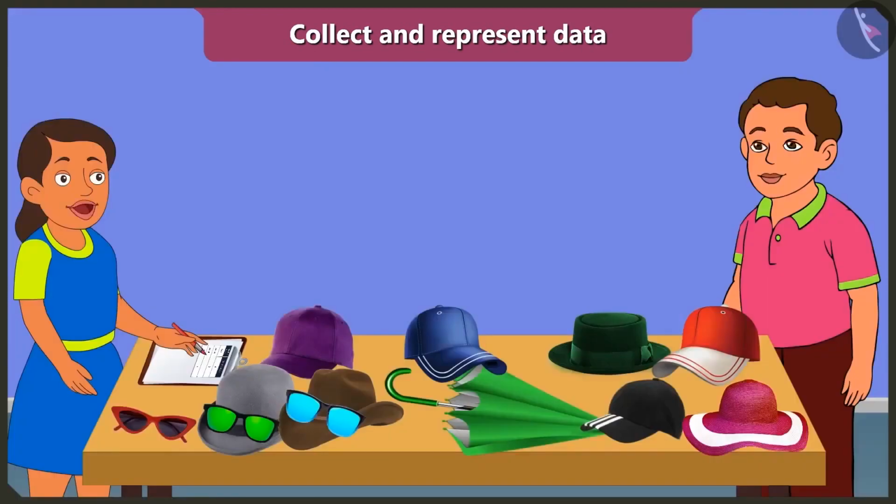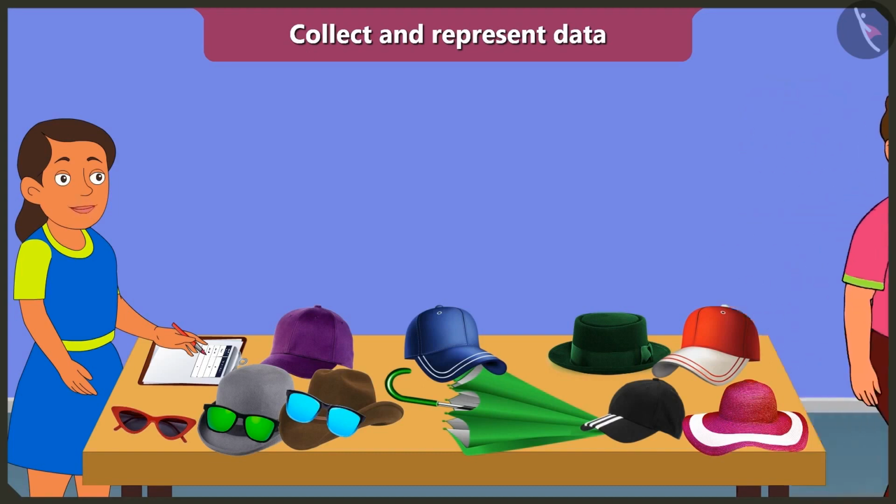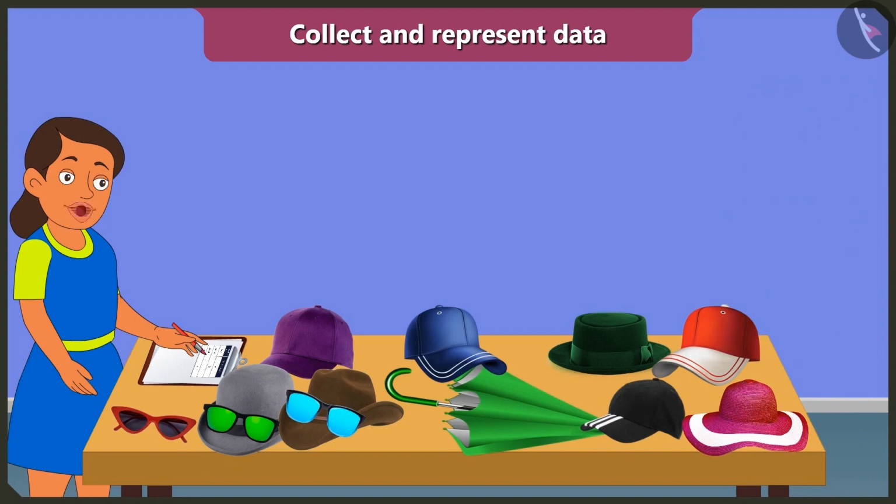Yes, now I will collect data about some more objects and represent it in a different way in the table. I will draw pictures of the objects that I have. Okay, you do your work and I will go now. Okay. So as we all know that summer season is nearing. So I will collect data about the number of caps, the number of goggles and the number of umbrellas and number of hats that I have.